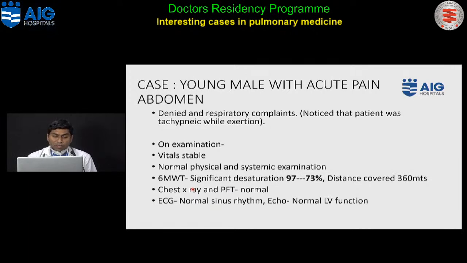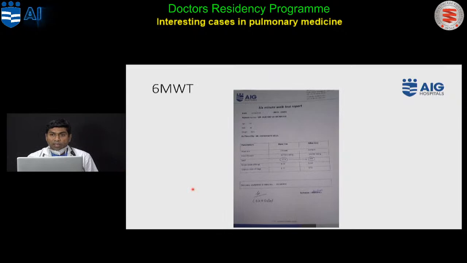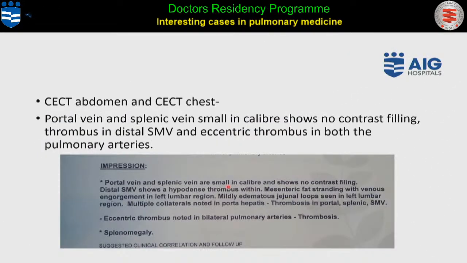We did an ECG. The ECG showed normal sinus rhythm, and echo showed a normal LV function. And this is the 6-minute walk test, where you can see that the patient's saturation has dropped from 97% to 73%, and the distance walked is around 360 meters.